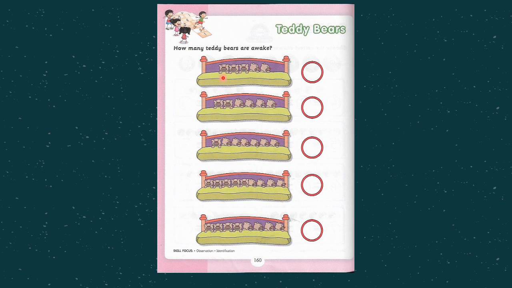Okay, the first one is, shall we count how many teddy bears are awake here? Yes, 1, 2, 3. So how many teddy bears are awake in the first question? There are 3 teddy bears. Easy, isn't it, children? Similarly, I want y'all to count the number of teddy bears awake and write it in the circles given. Okay?